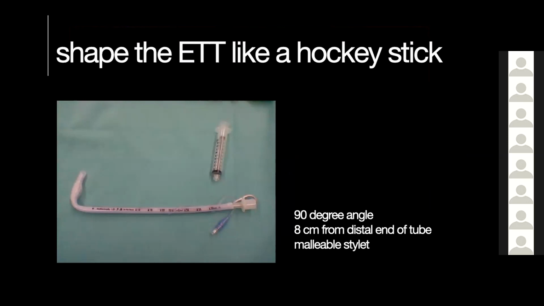So let's say you have an RT that's not used to do this. Well, do it yourself. So 90 degrees, 8 centimeters from the distal end of the tube. And that's, of course, when you have that malleable stylet, not when you have the rigid Glidescope stylet, which is honestly, I think, the best.